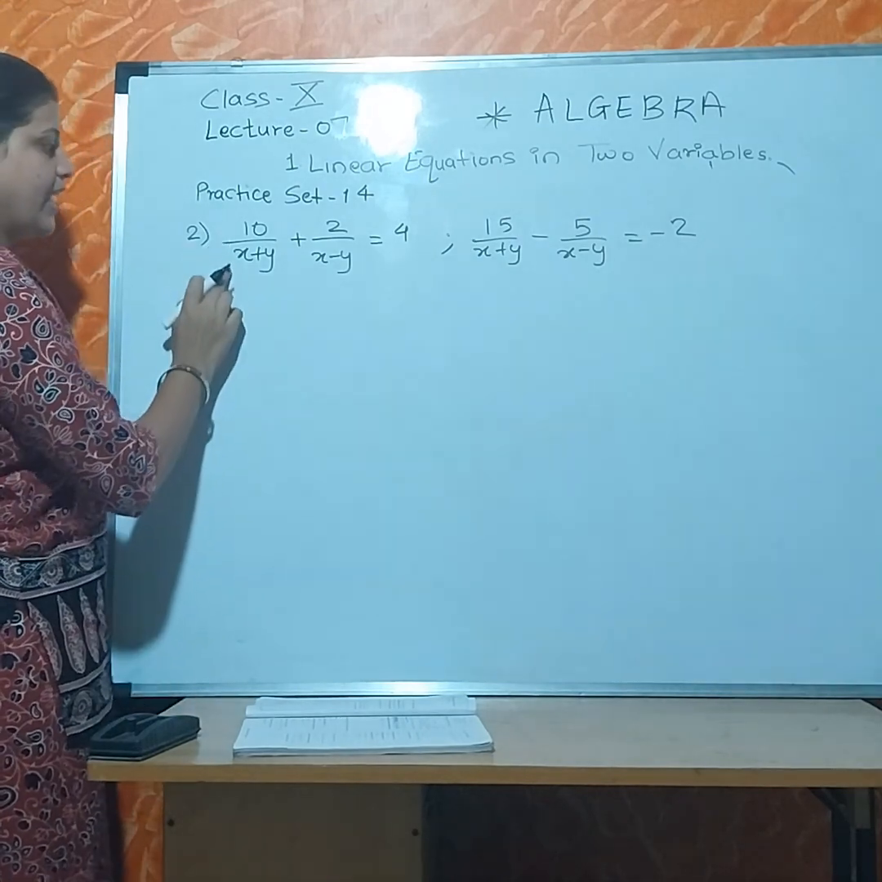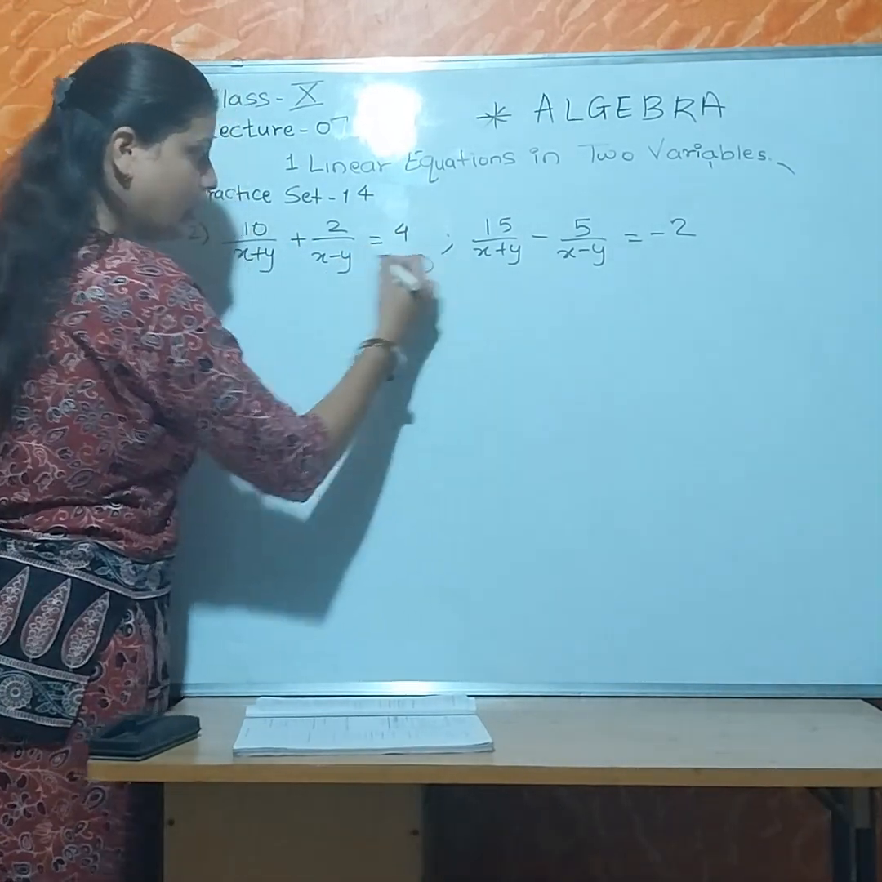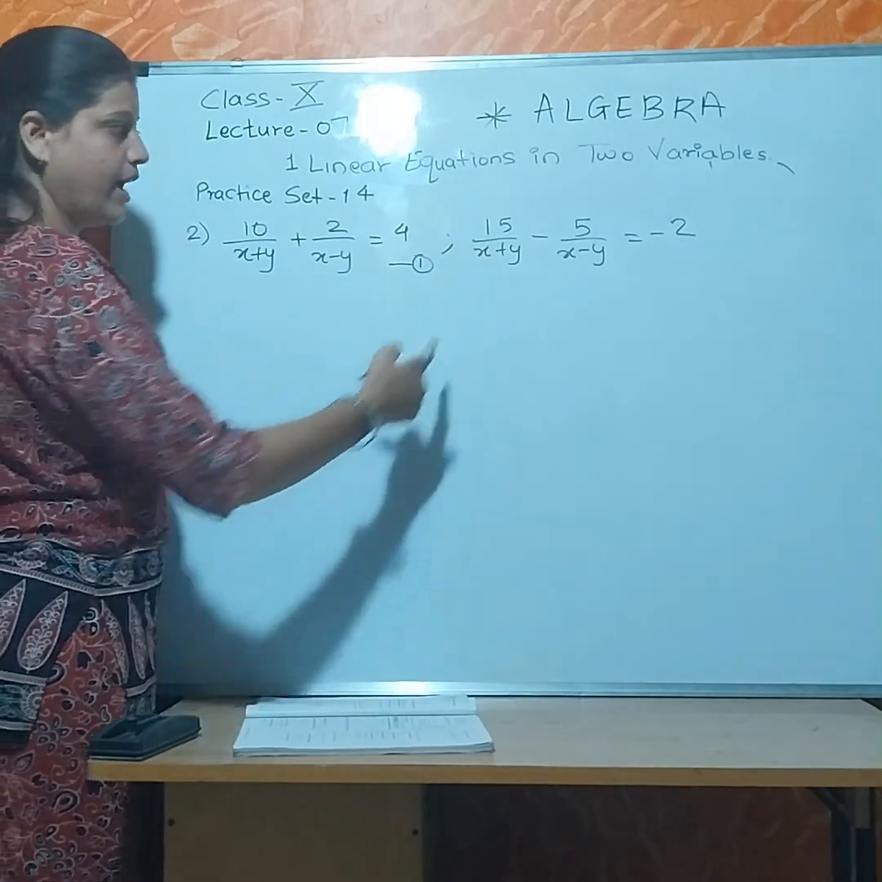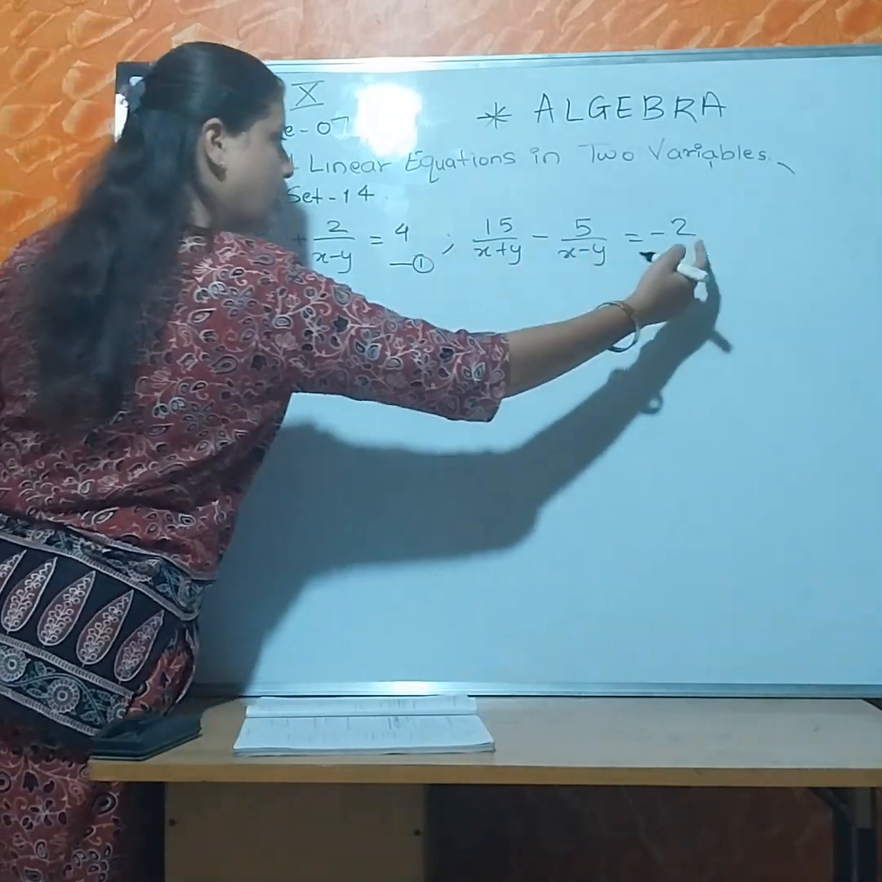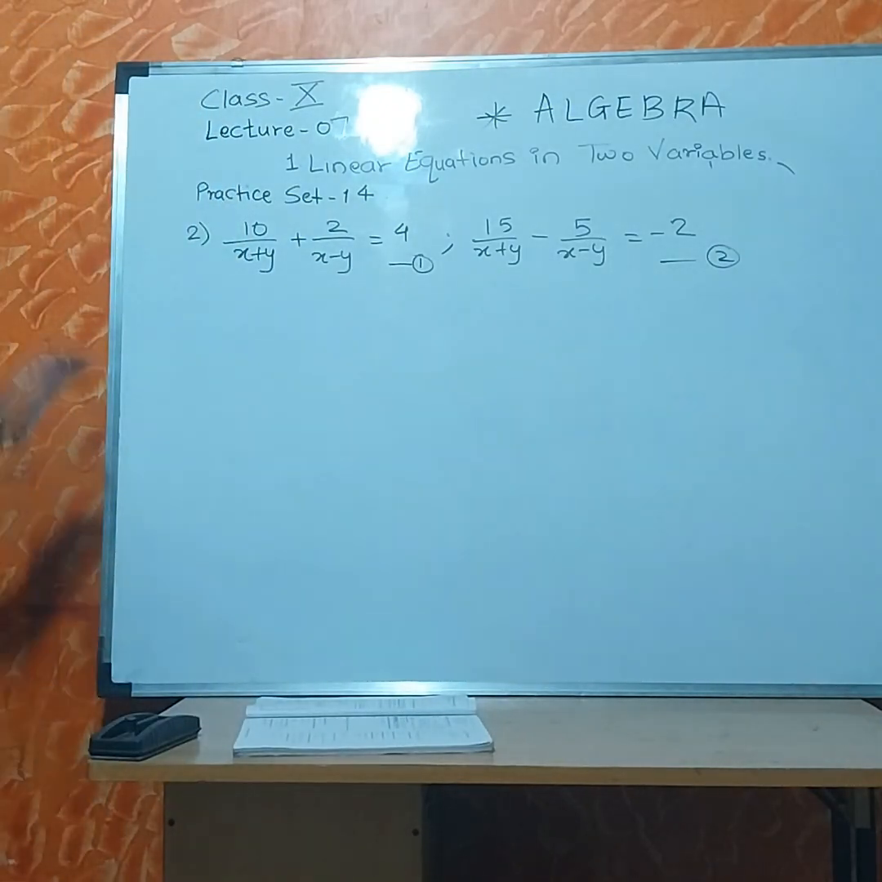Question number 2. What is the question? 10 upon x plus y plus 2 upon x minus y is equal to 4. This is equation 1. 15 upon x plus y minus 5 upon x minus y is equal to minus 2. Equation number 2. We have the two equations here.